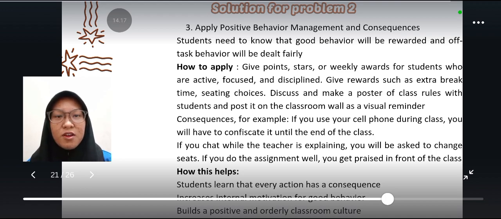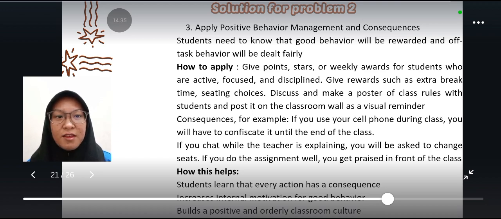Consequences: if you use a cell phone during class, you have to confess it until the end of the class. If you chat while the teacher is explaining, you will be asked to change seats. If you do the assignment well, you get praise in front of the class.